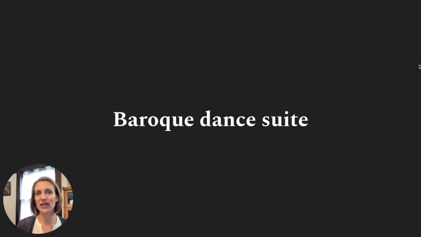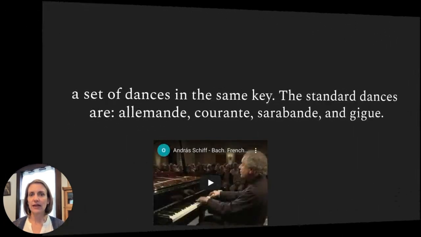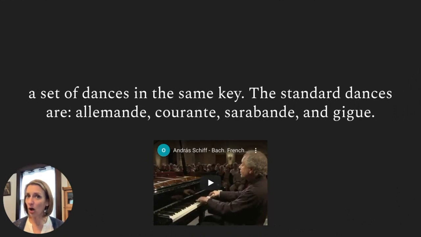In level 11, we have several terms that are types of forms. So you may have had forms before, such as binary form, ternary form, sonatina form, and now we have some more sophisticated terms of types of forms. So the first term is Baroque dance suite. And that is a set of dances that are all in the same key. The standard dances are allemande, courante, sarabande, and gigue.